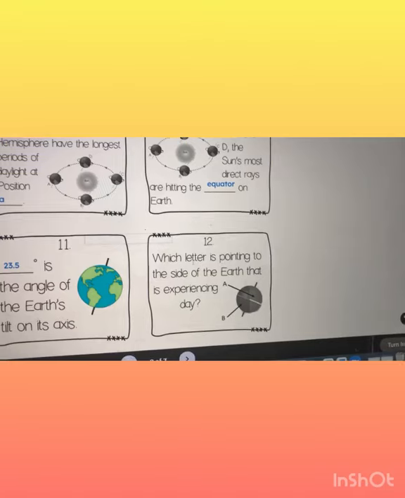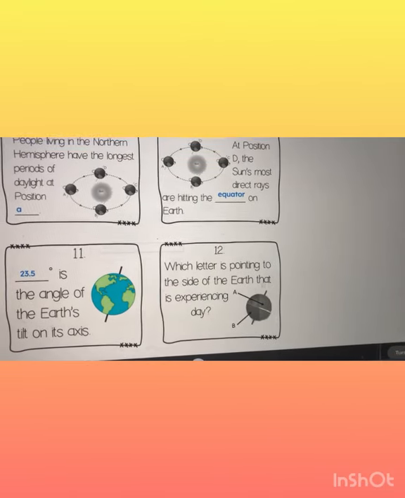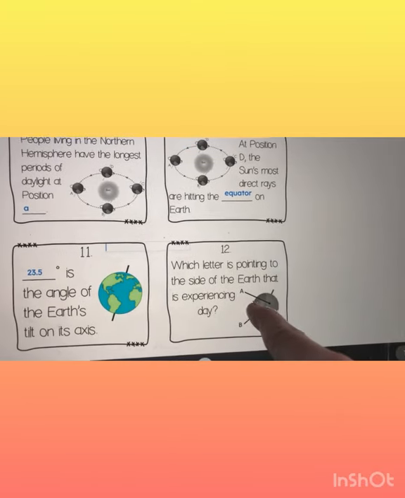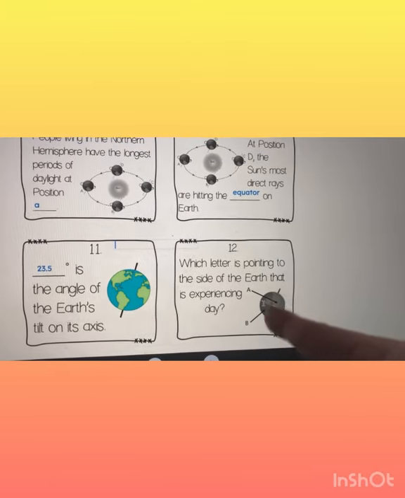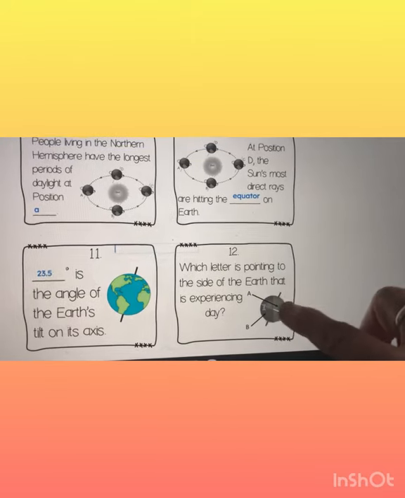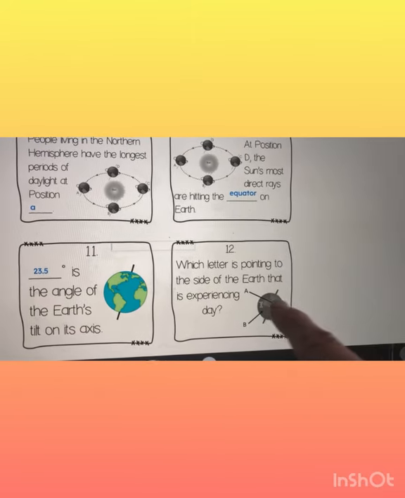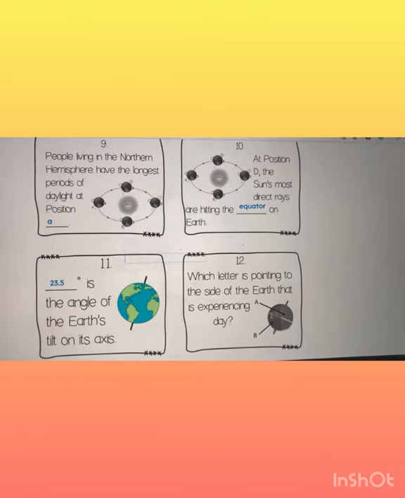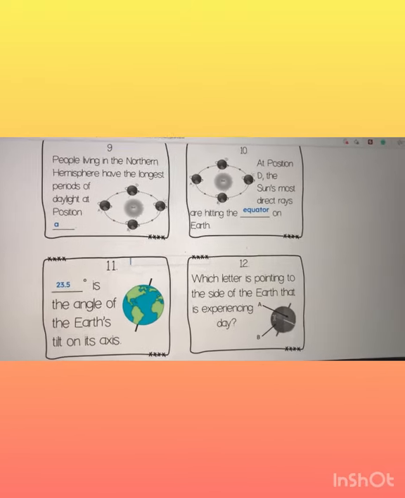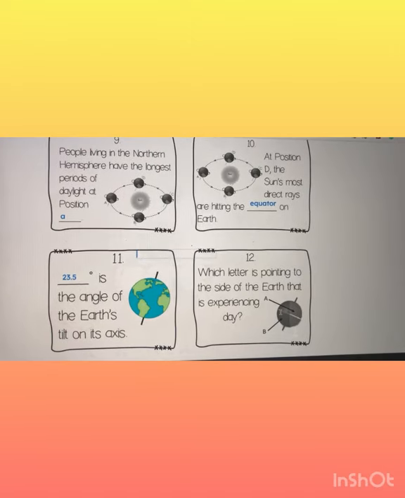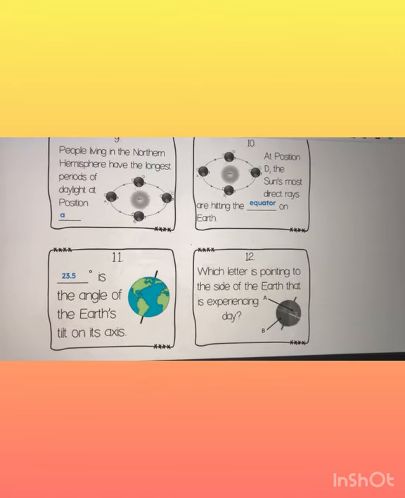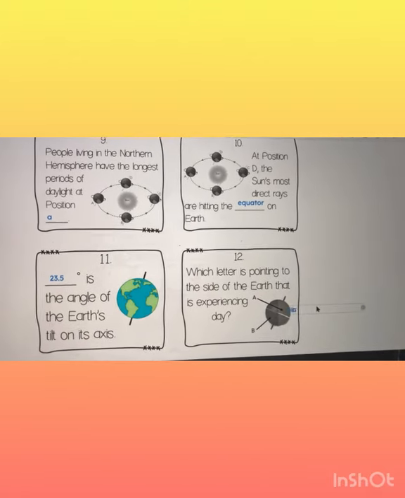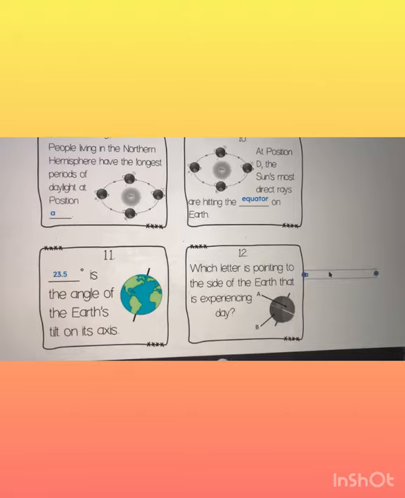Thank you. Okay, so we're gonna look. You've got two sides of the earth. Here is the equator. Here is, it's tilted on its axis. So you're being asked, which letter is pointing to the side of the earth that is experiencing day? And I'm going to pull this answer over here.